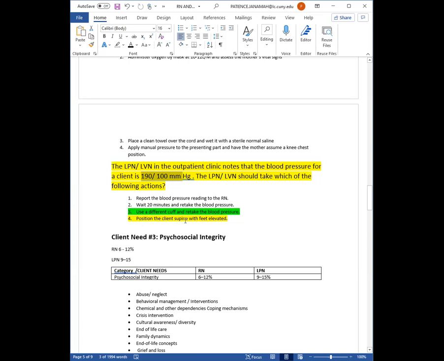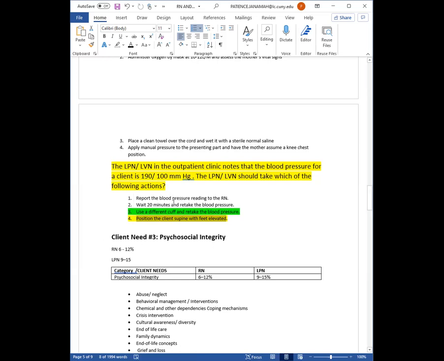Then position the client supine with feet elevated. Why will you do this? Why will you position the client with feet elevated? Did they tell you the patient has any orthostatic or whichever type of hypertension or hypotension? So there's no point elevating.